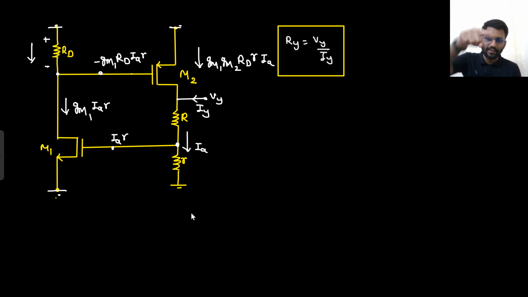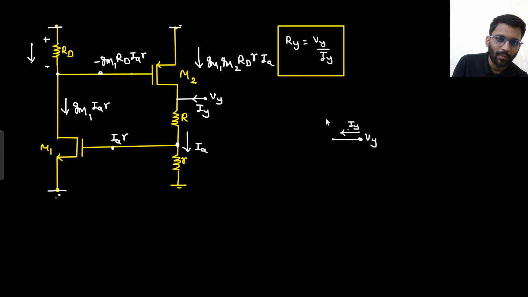Say yes or no. Are you getting this point? Just Ia current, then the potential, then the current. Current there, then this potential. If this potential is there, then what is the current? gm2 VSG. So gm2 into this potential, and there will be a negative sign as well because source potential is 0. So gm2 gm1 RD into R into Ia. So basically this is the scene that this is your Vy, this is your Iy. From the upward direction there is a current coming, that is gm1 gm2 RD R Ia, and in the downward direction there is a current, that is Ia.